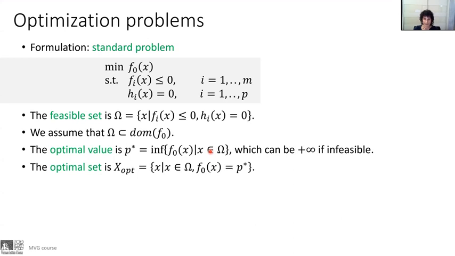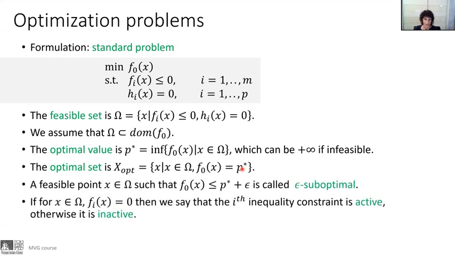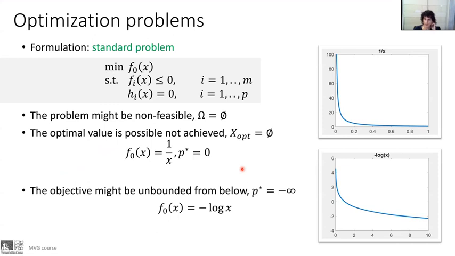The optimal set, which we denote X opt, is all the x such that x is in the feasible set and the objective attains the optimal value, what we call P star. Let's skip this notation. Let's see some examples. So this is the standard formulation of the optimization problem.